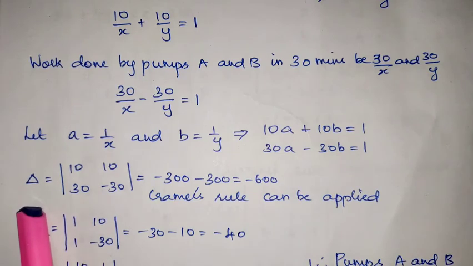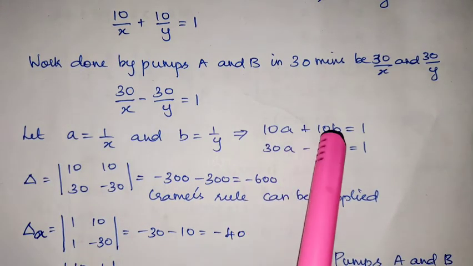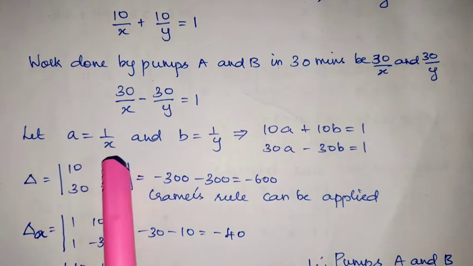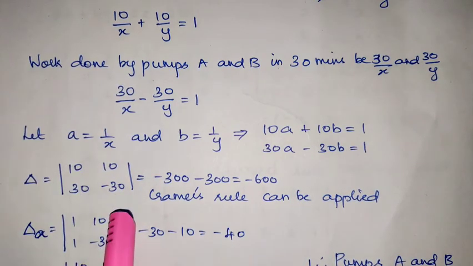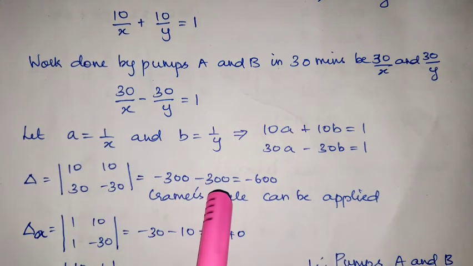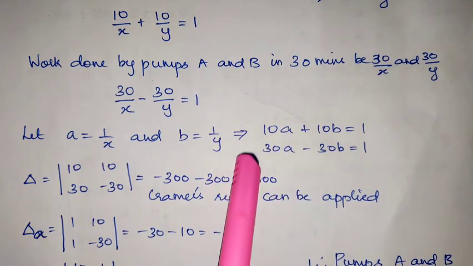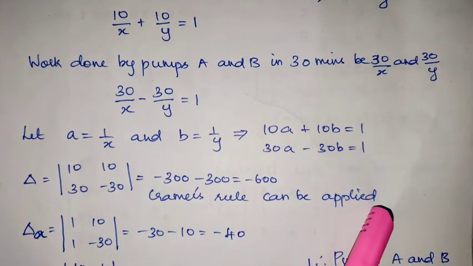Now find the value of del. The coefficients of a are 10 and 30. The coefficients of b are 10 and minus 30. So 10 into minus 30 is minus 300, minus 10 into 30 is 300. Minus 300 minus 300 is minus 600, which is not equal to 0. So Cramer's rule can be applied.